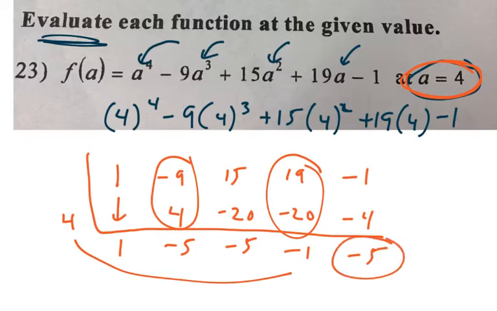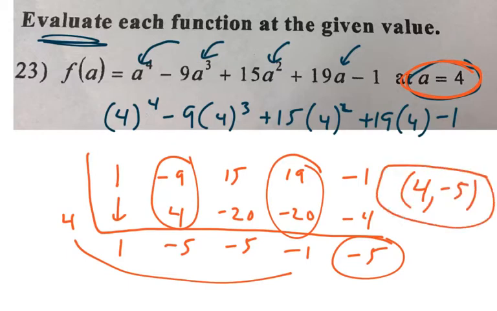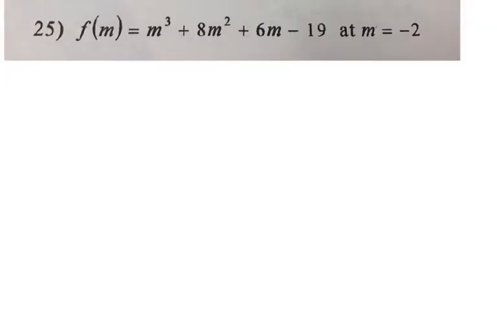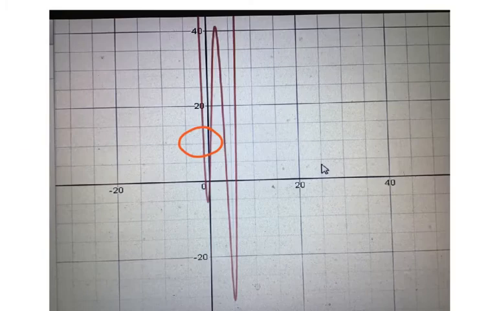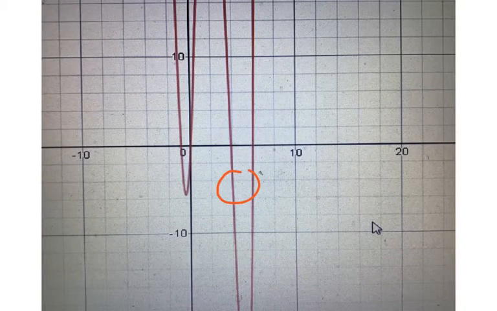Now what we just figured out, guys, is when we plugged in 4 for A, we got negative 5 out, right? And that's actually an ordered pair on this graph, on this function. And let me show that to you real quick. So I actually already have a graph that I took a picture of. Right here you can see that, oops, I have the wrong graph. Sorry about that. There we go.